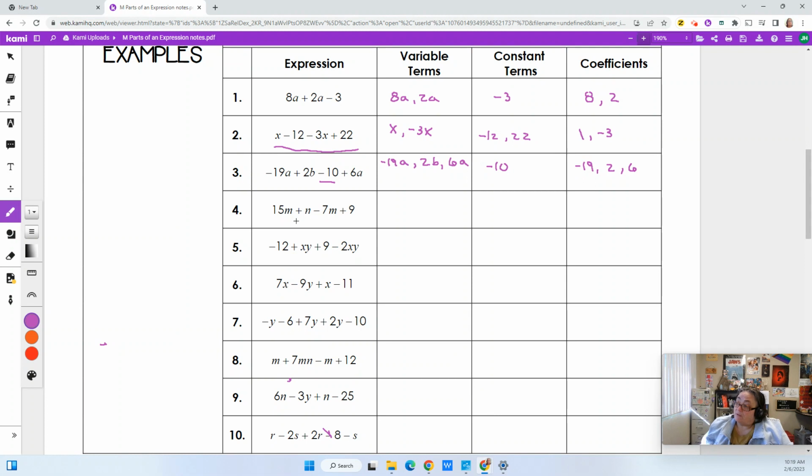So number 4, I have 15m, I have n, and I have negative 7m. And those would be my variable terms. Each piece of that separates our terms. So here we would have 15m. Yes, Caitlin? Sure.